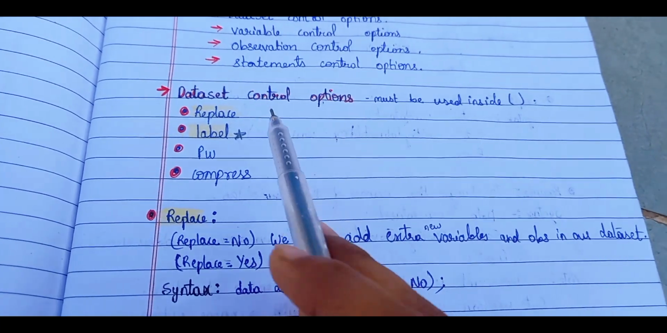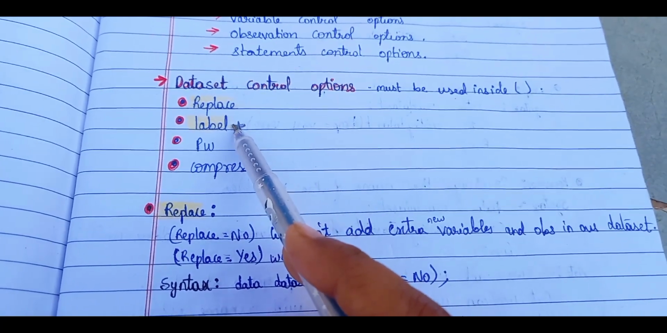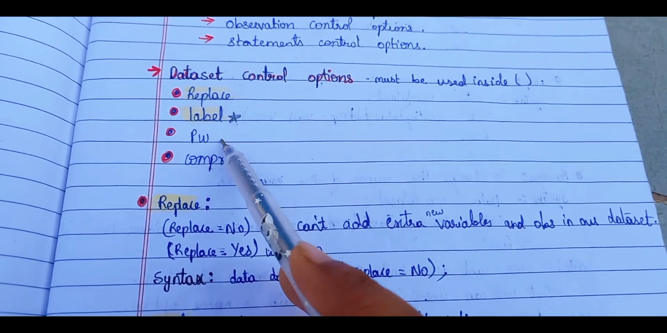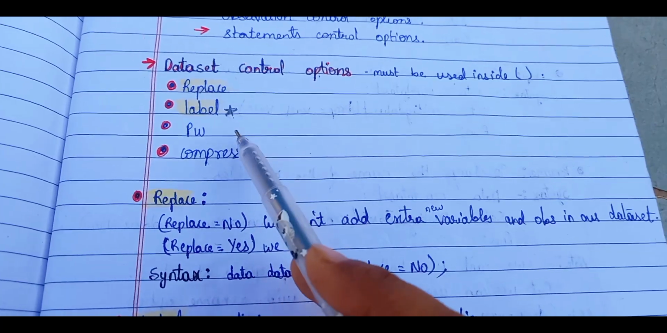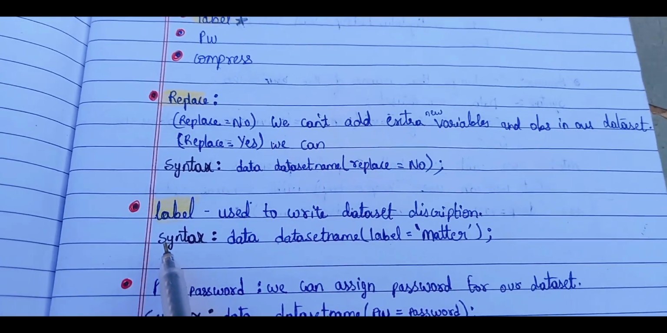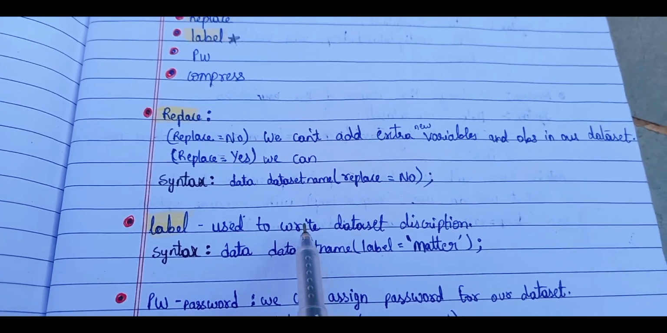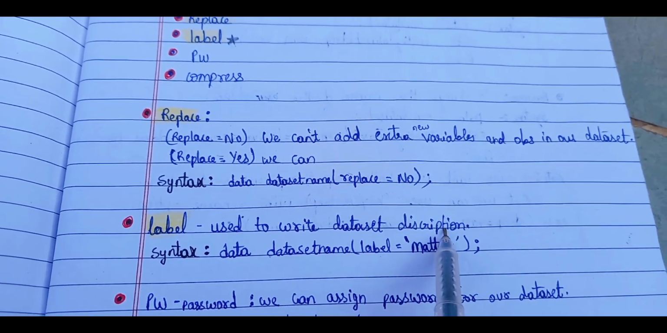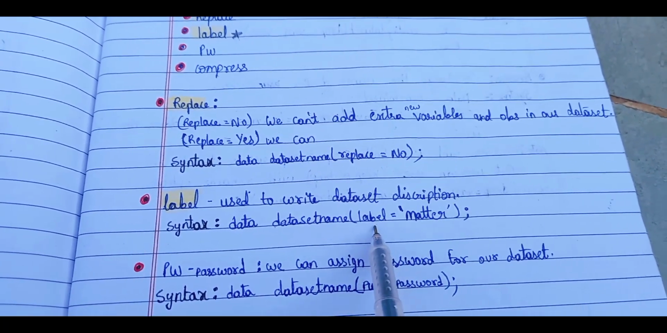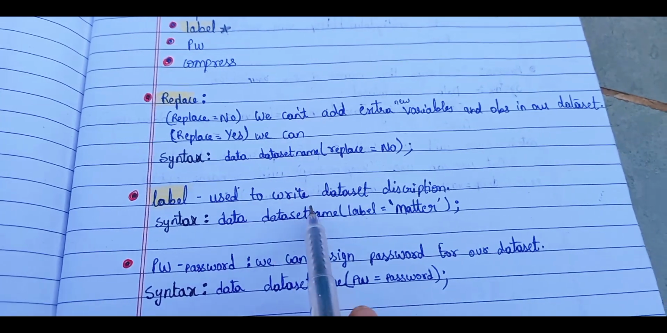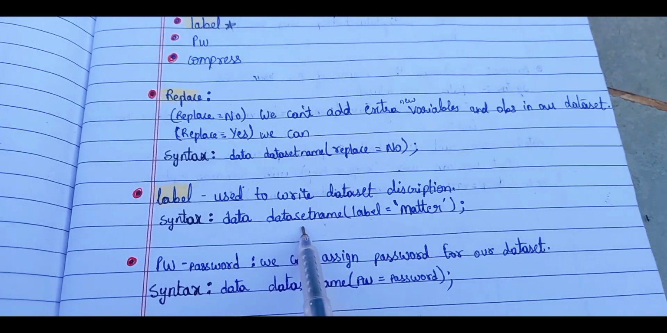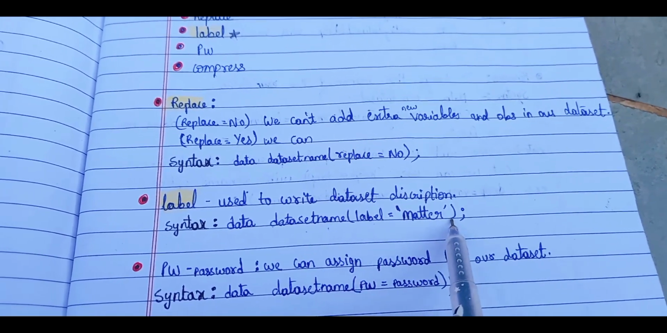One more thing, why am I highlighting this one? Because replace and label are used in the clinical domain, and password and compress are used in the banking domain. Clear? So label is used to write the data set description. Syntax: the data set name, and beside it in parentheses, label equals whatever text, semicolon.